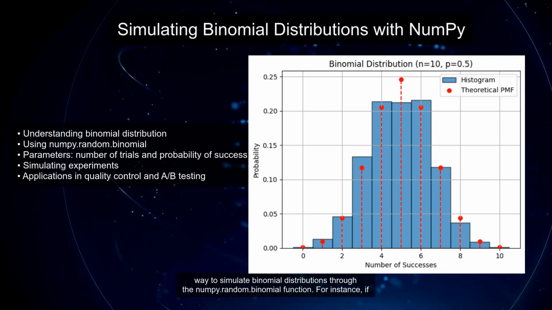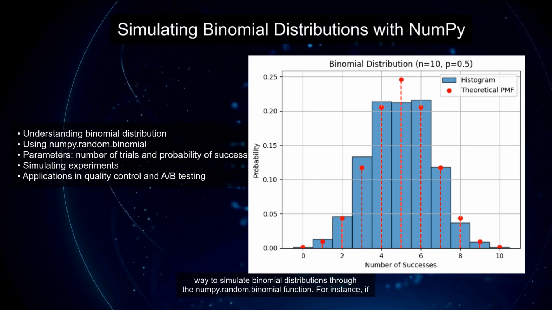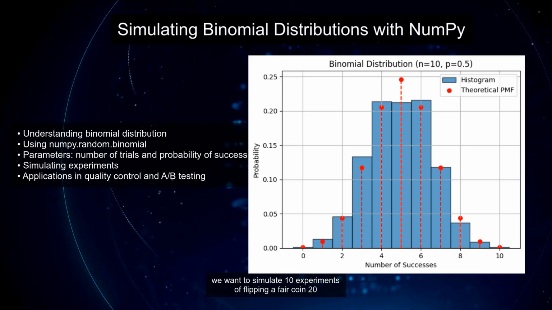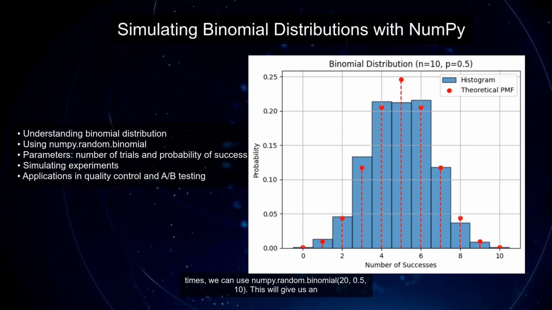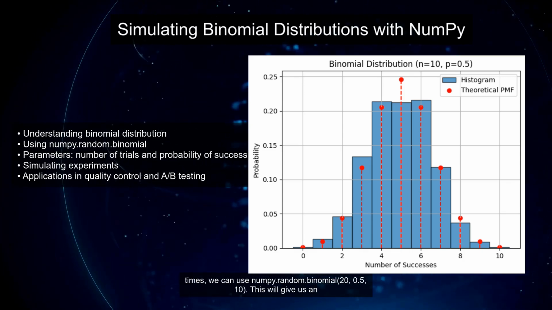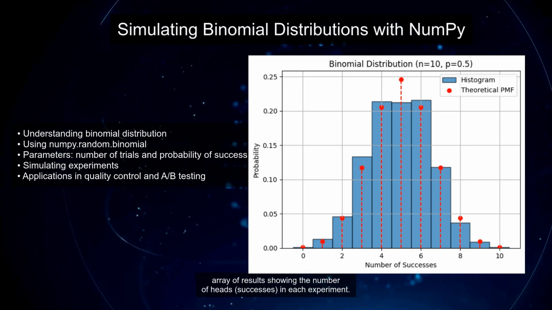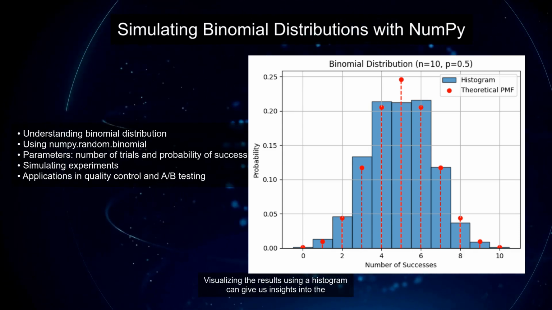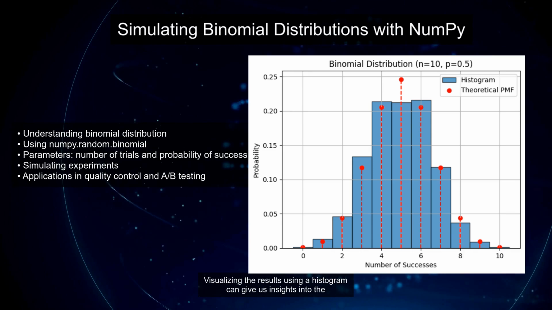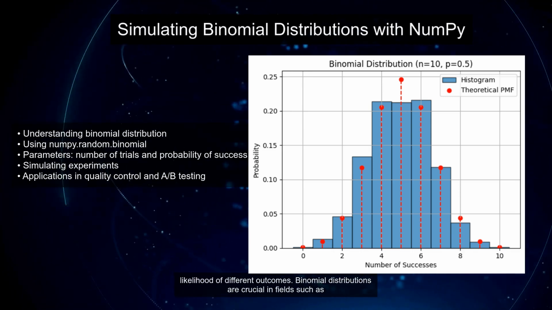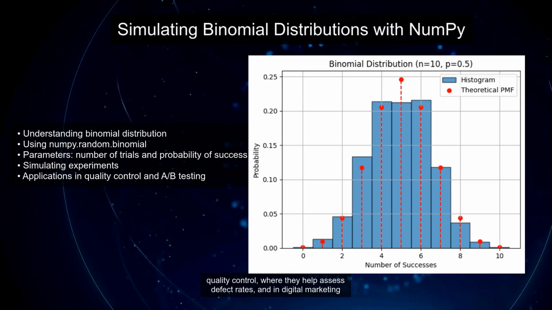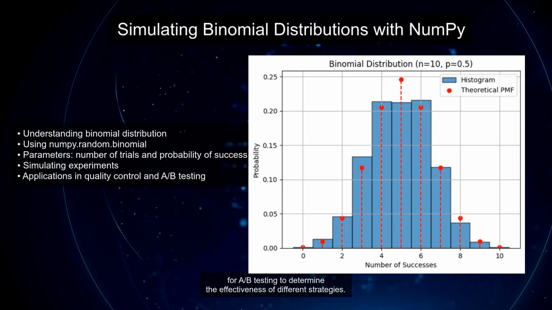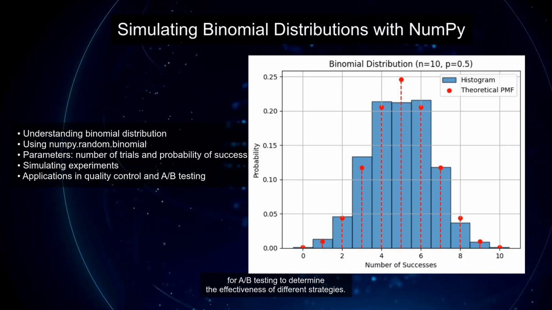NumPy provides a straightforward way to simulate binomial distributions through the numpy.random.binomial function. For instance, if we want to simulate 10 experiments of flipping a fair coin 20 times, we can use numpy.random.binomial(20, 0.5, 10). This will give us an array of results showing the number of heads, successes, in each experiment. Visualizing the results using a histogram can give us insights into the likelihood of different outcomes. Binomial distributions are crucial in fields such as quality control, where they help assess defect rates, and in digital marketing for A/B testing to determine the effectiveness of different strategies.